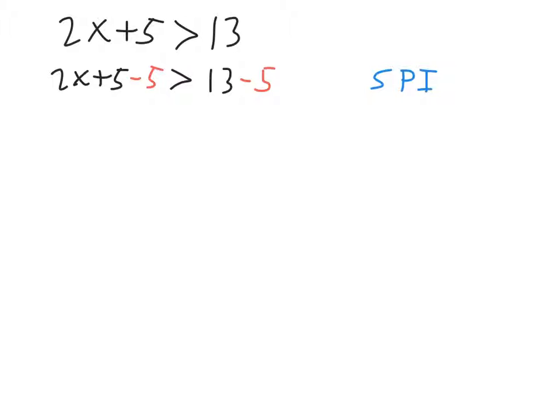So when we combine like terms, that will give us 2x is greater than 8. Now, we want to get rid of that 2, so we're going to divide both sides by 2. Notice 2 is a positive number, so to do this, we are going to use the positive division property of inequality, which I'll call PDPI.